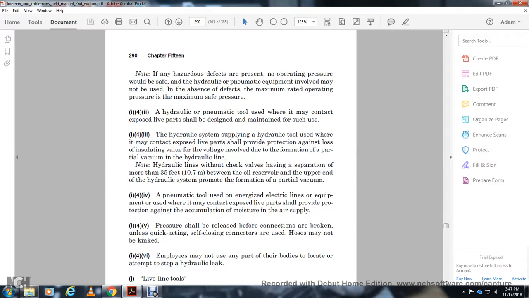No hydraulic lines without check valves having a separation of more than 35 feet between the oil reservoir and the upper end of the hydraulic system, as this promotes the formation of a partial vacuum.